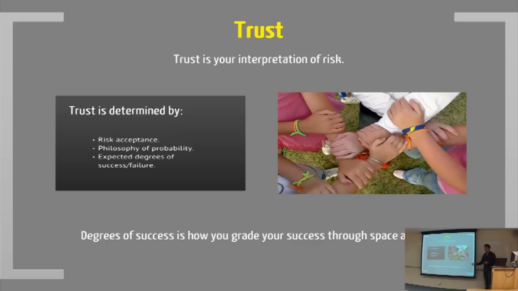Your philosophy of probability is that there are actually different conceptions of what probability is. So when I say there's a 20% chance of that happening, what does that actually mean? Does that mean out of 100 scenarios in multiple different universes, 20% of them will have this event happening? That's one form of interpreting probability. I know some of the statisticians here and people who study actuarial studies may have learned something like this. And of course, the degrees of success is how you grade your success over space and time.